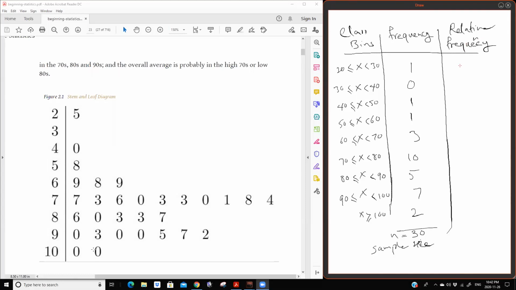Now your relative frequency is going to be 1 over 30, 0, 1 over 30, 1 over 30, 3 over 30, 10 over 30, 5 over 30, 7 over 30, and 2 over 30. And if you add up all the relative frequencies, you're going to get 30 over 30, which is 1. This is a check that you can easily do. You can just add them all up and make sure that the sum of the relative frequencies is 1. Is that clear?